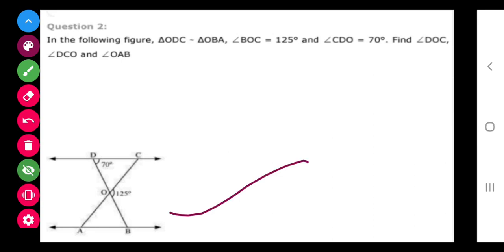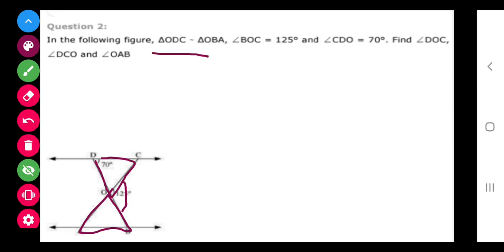Now class, your next question. Question number 2. In this question, this angle is given 125. These two triangles are given as similar triangles. This triangle and this triangle, it is given. We have to find angle DOC.